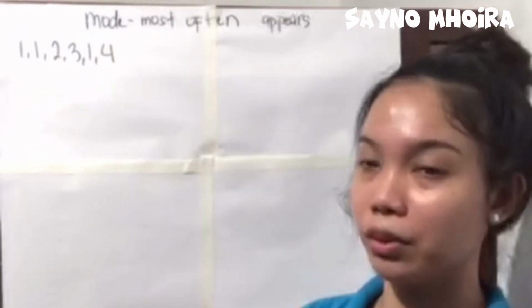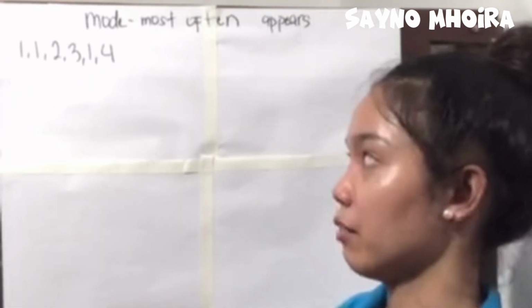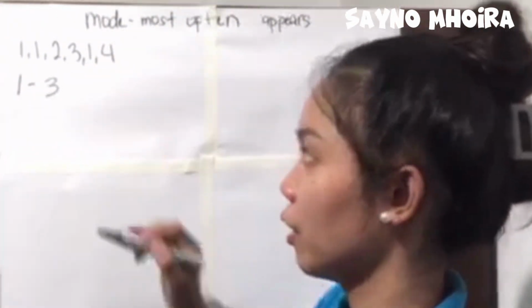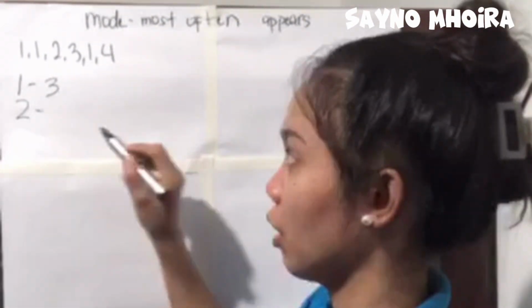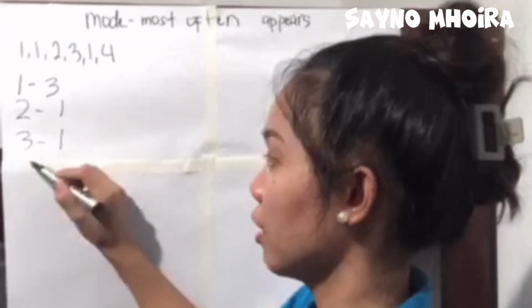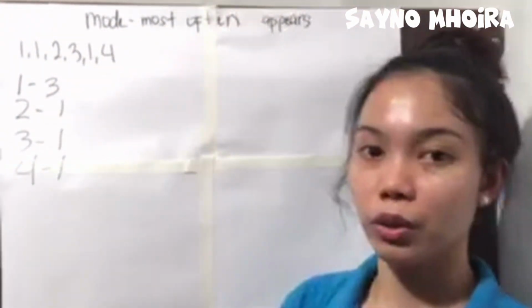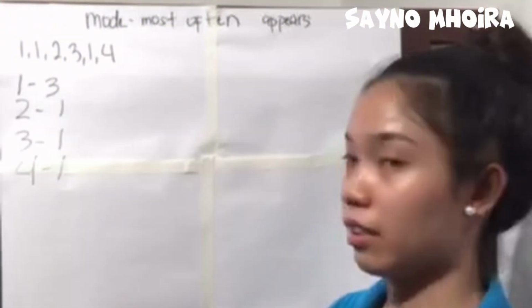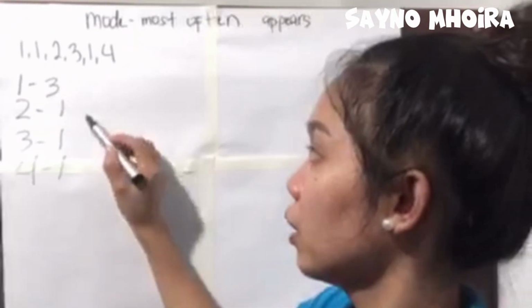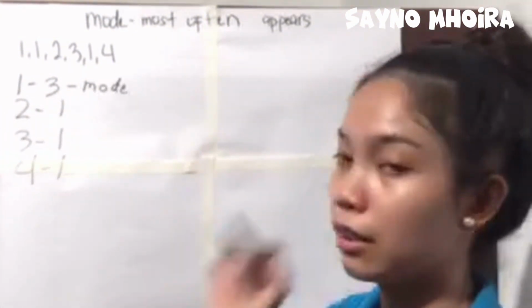First, to get the mode, we have to count how many times each number has appeared. We have 1 and it appears 3 times. We have 2 and it appears just once. We have 3, it also appears once. And we have 4, it also appears once. So, what we are going to get is the number that most often appears. So, 1 is our mode because it appears 3 times.